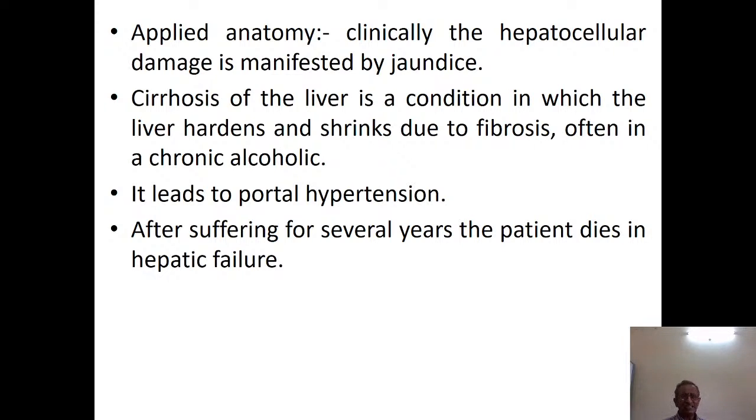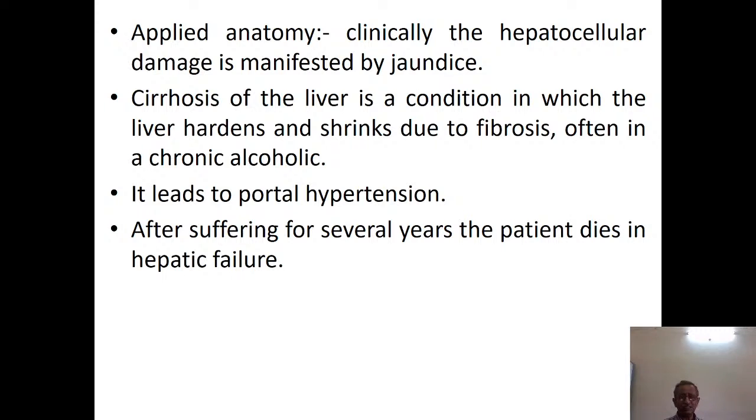Applied anatomy. Clinically, hepatocellular damage is manifested as jaundice. So if the cells of the liver are damaged, jaundice can occur. Cirrhosis of the liver is a condition in which the liver hardens and shrinks due to fibrosis, often in chronic alcoholism. In chronic alcoholism, the byproduct of alcohol metabolism, aldehyde, acts on the liver and kills some liver cells, which are replaced by fibrous connective tissue. As this fibrous connective tissue increases, it gradually shrinks the size of the liver. That is the condition called cirrhosis.